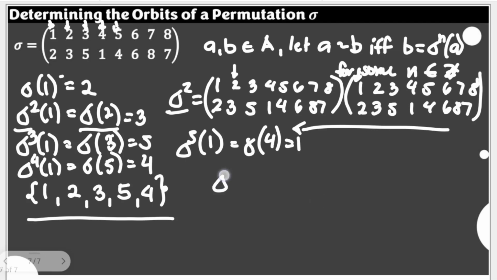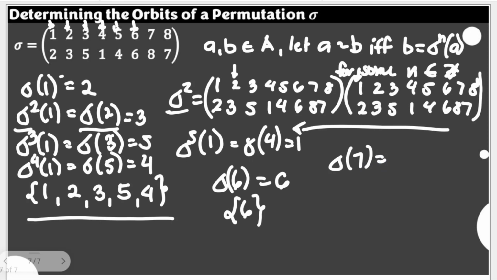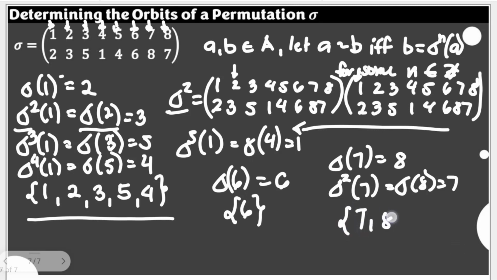Let's continue to the orbit of 6. 6 is 6. We only have one element for that. Then we have here 7. 7 is mapped to 8. If we have the second mapping, 8 returns to 7. So our next orbit is 7 and 8. As you can see, no element is shared among these 3 sets.